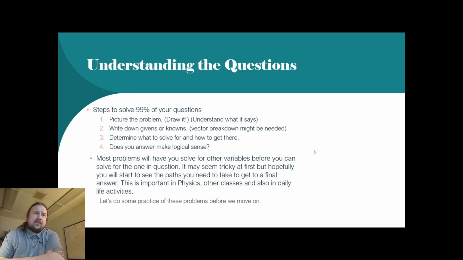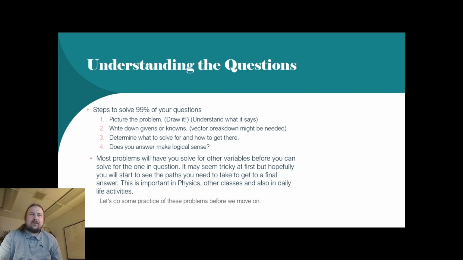And it's the way that I'm going to do it. So if you like the way I do it, follow along. It helps you solve 99% of your problems. Okay? Most problems are going to have you solve other variables before you can solve the one that's in question.